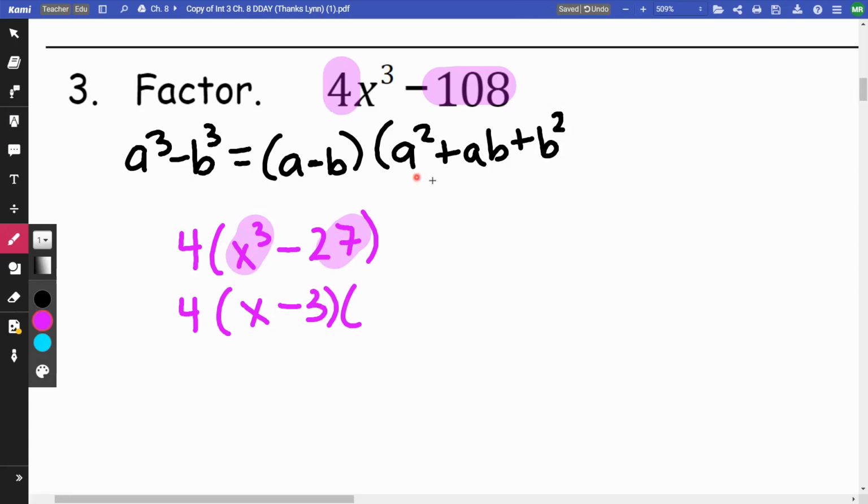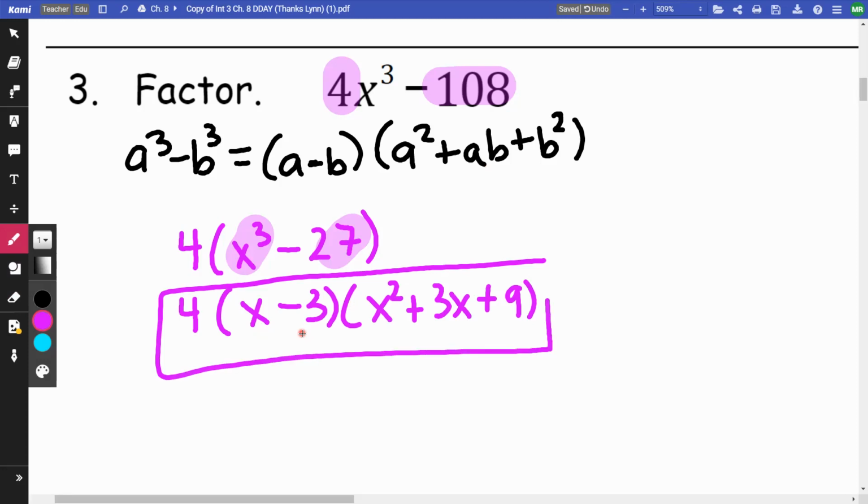Okay, so now I need my a squared plus ab plus b squared. So what I'm going to do, I am going to square my first term. So I get an x squared. I'm going to change the sign. So now it's a plus. I'm going to multiply these together. So I get a 3x. And then I'm going to square my negative 3, which is going to be a plus 9. And that is my factored answer.